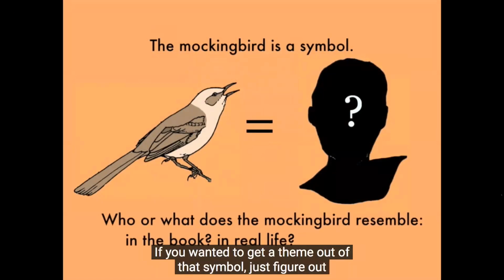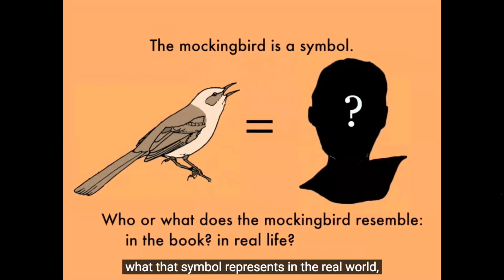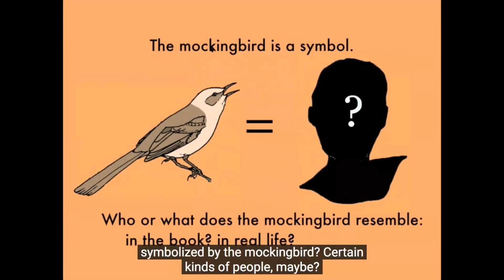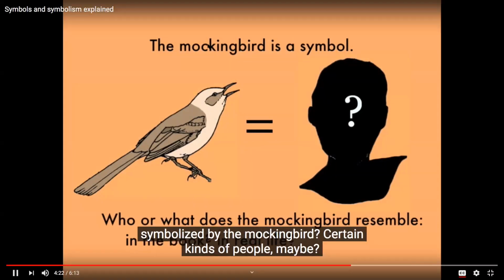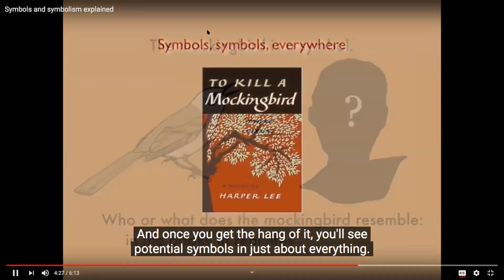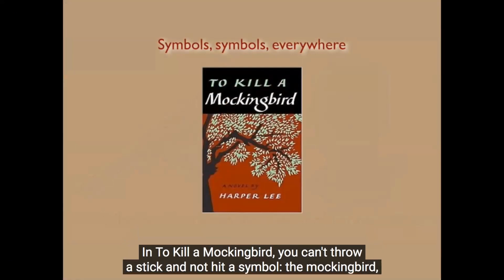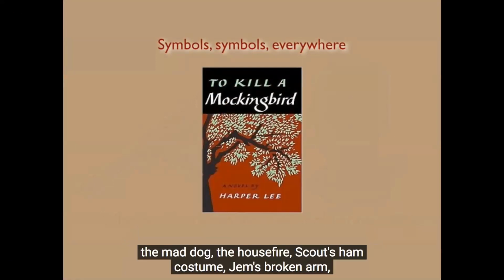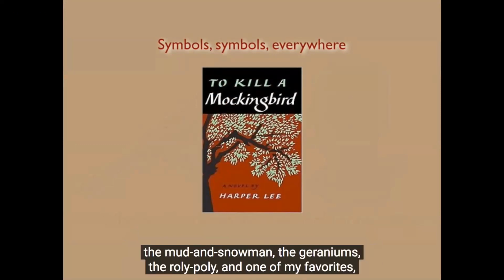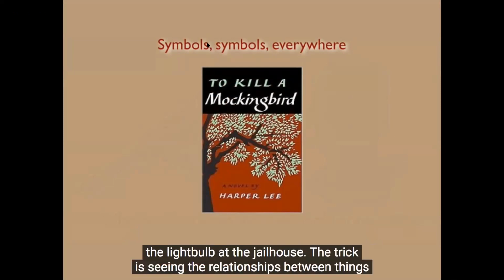If you wanted to get a theme out of that symbol, just figure out what that symbol represents in the real world, not in the fictional world. What in our world could be represented or symbolized by the mockingbird? Certain kinds of people, maybe? Once you get the hang of it, you'll see potential symbols in just about everything. In To Kill a Mockingbird, you can't throw a stick and not hit a symbol. The mockingbird, the mad dog, the house fire, Scout's ham costume, Jem's broken arm, Tom's disabled arm, Boo Radley's isolation, the mud and snowman, the geraniums, the roly-poly, and one of my favorites, the light bulb at the jailhouse.